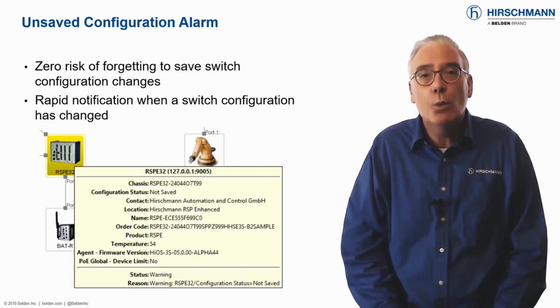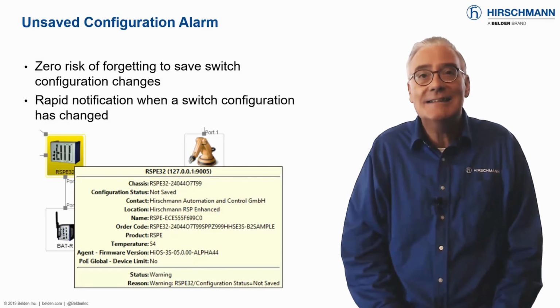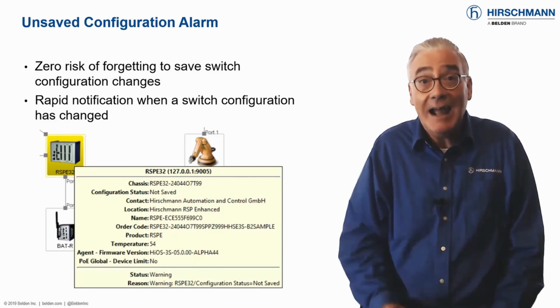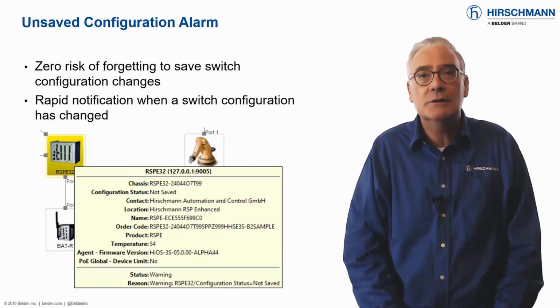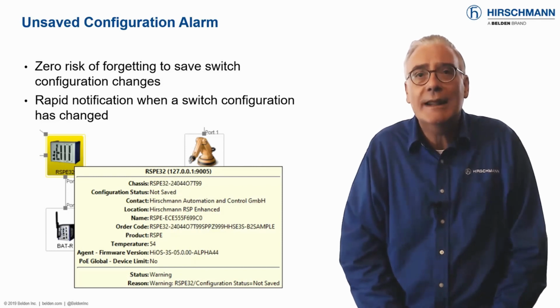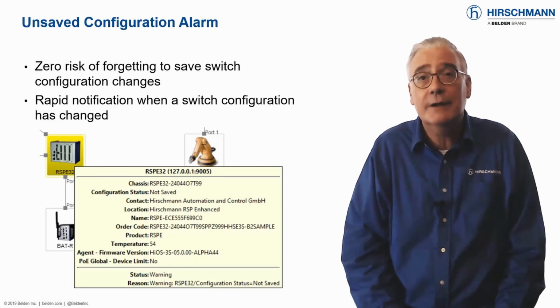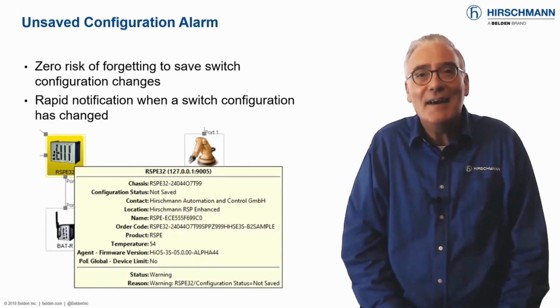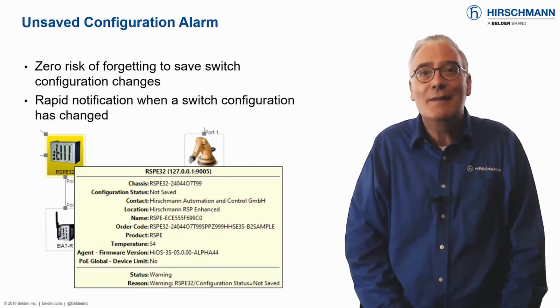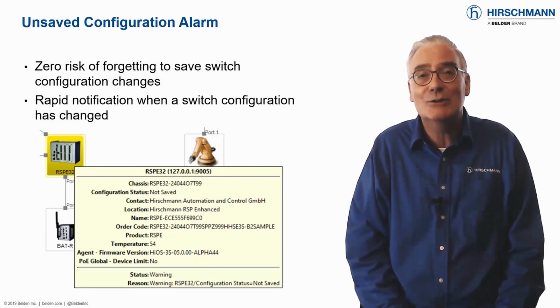Industrial HiVision has a warning status for an unsaved device configuration, and it's enabled by default. There's a visual indication for each device that has an unsaved running configuration. So you never again need to worry that you've forgotten an important part of the configuration process.